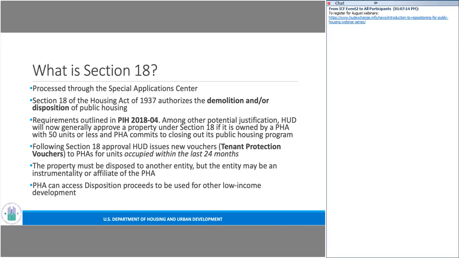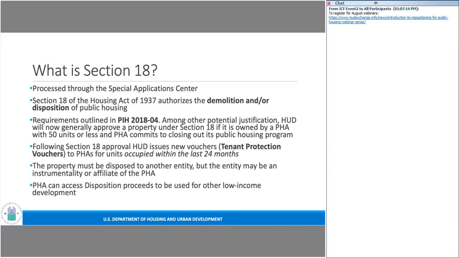And among the things Congress was very clear about is there has to be some justification for the demolition or the disposition. So one of the things that we've put into PIH 2018-04 was that if a PHA owned 50 units or less and wants to close out their Section 9 program, we can give them vouchers and let them close out.